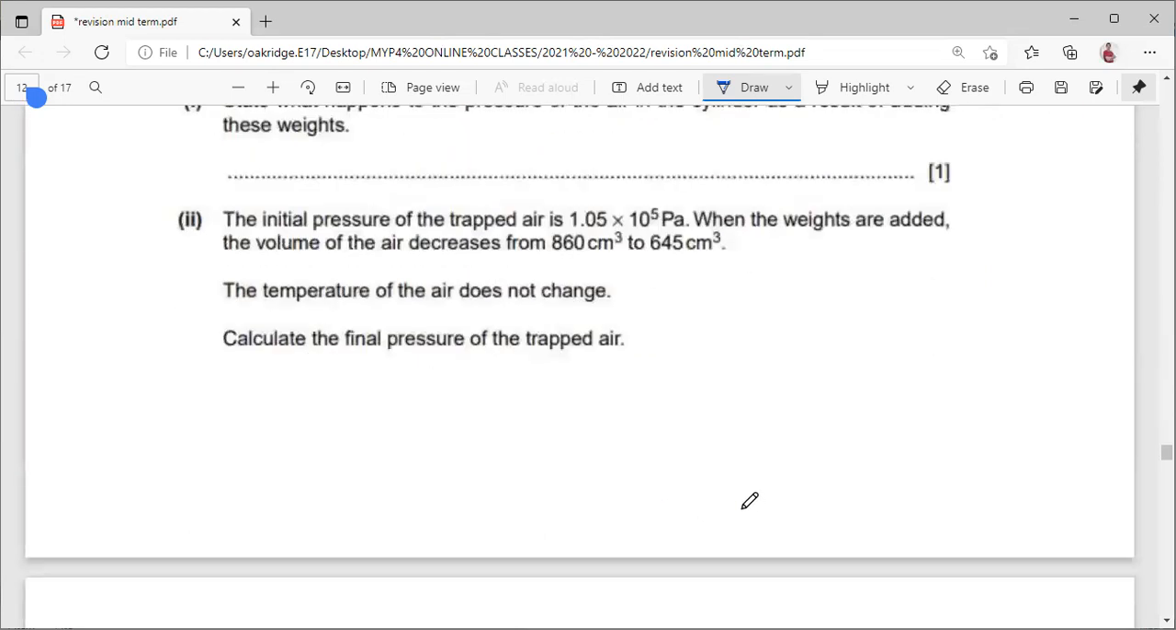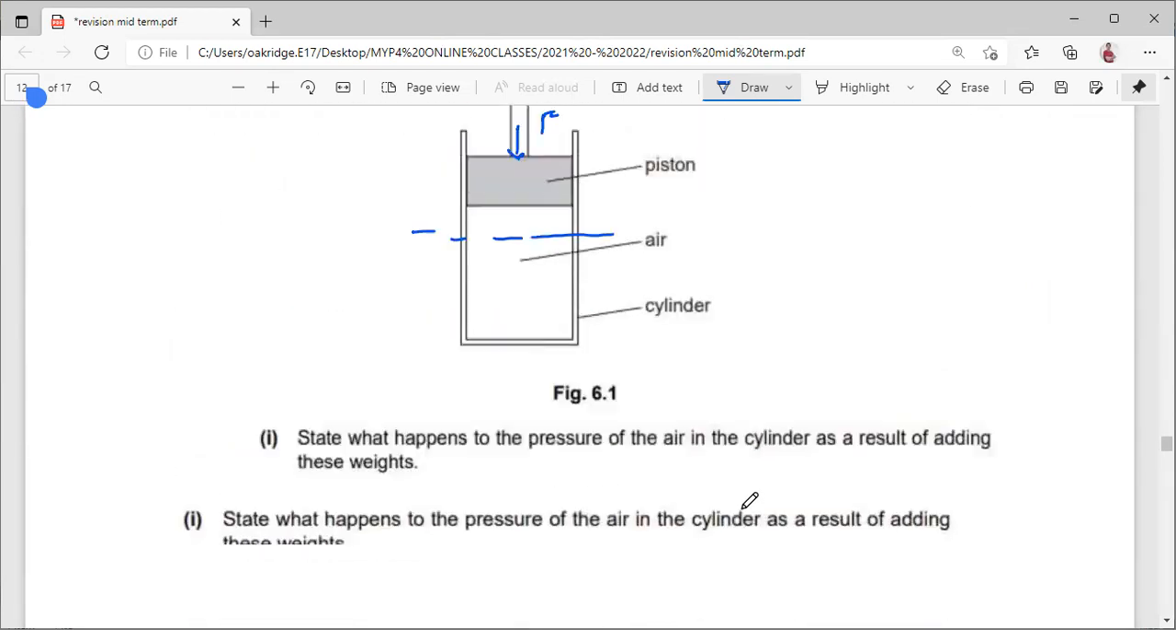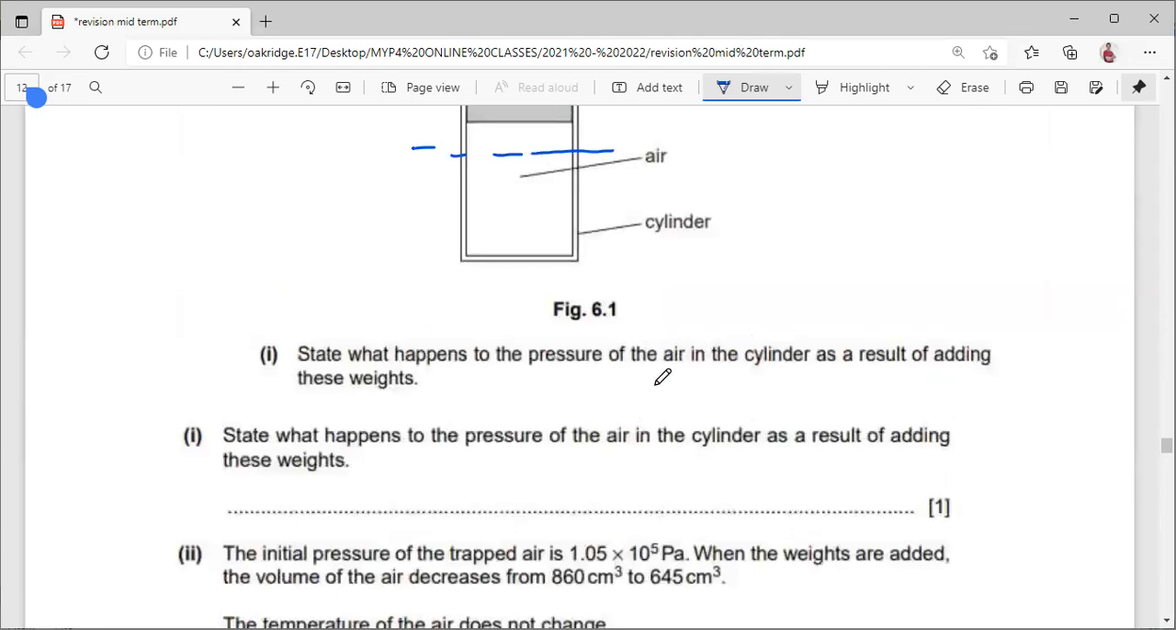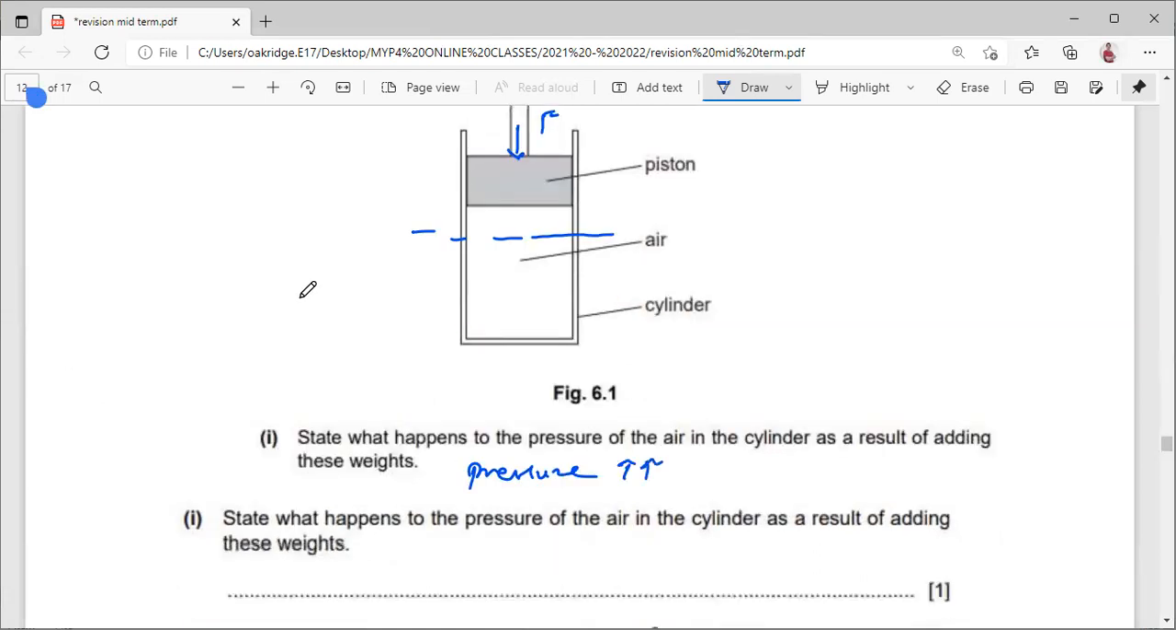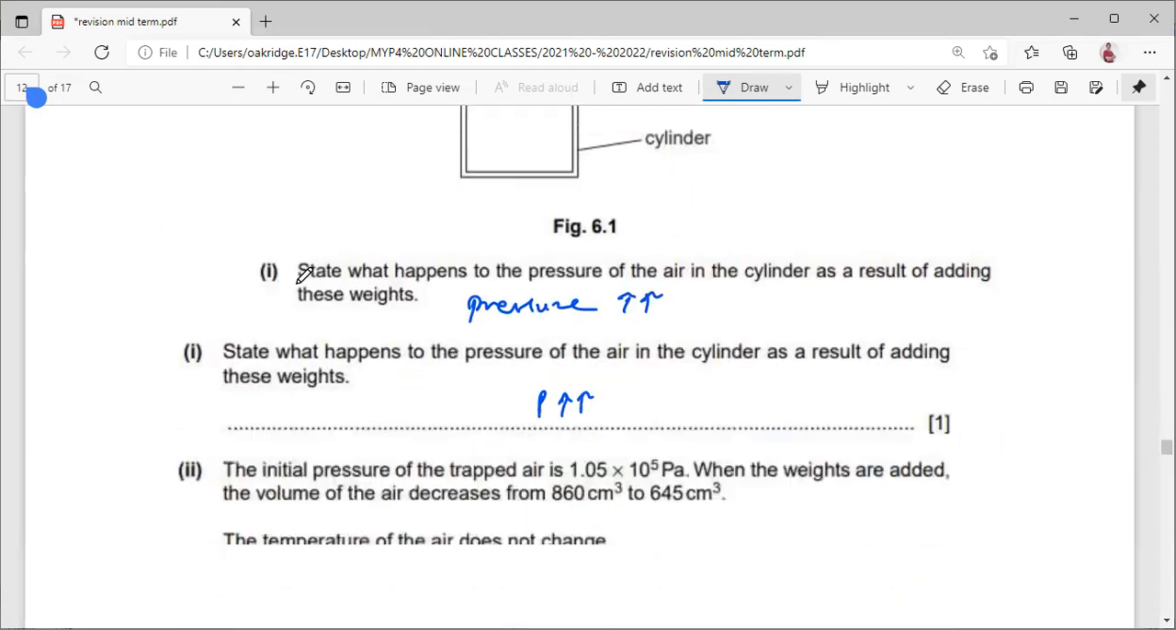Okay, let us read the question. What is it asking? State what happens to the pressure of the air in the cylinder as a result of adding these weights. We have already answered it, right? When you add the weights, the pressure increases. Simple. Oh, I have added the same line two times. Pressure increases. Then, next.